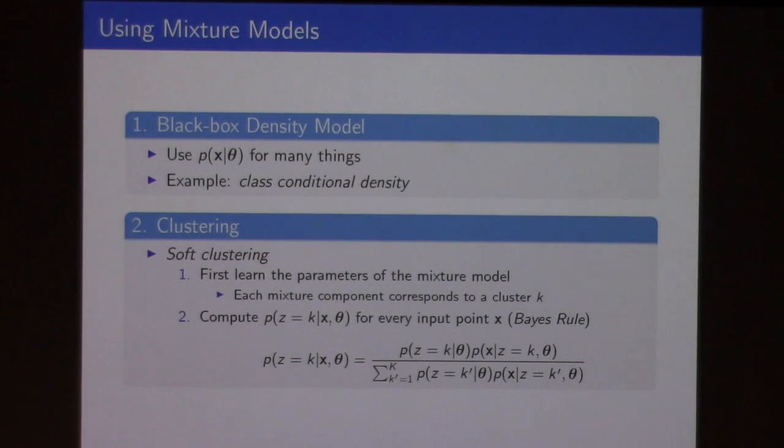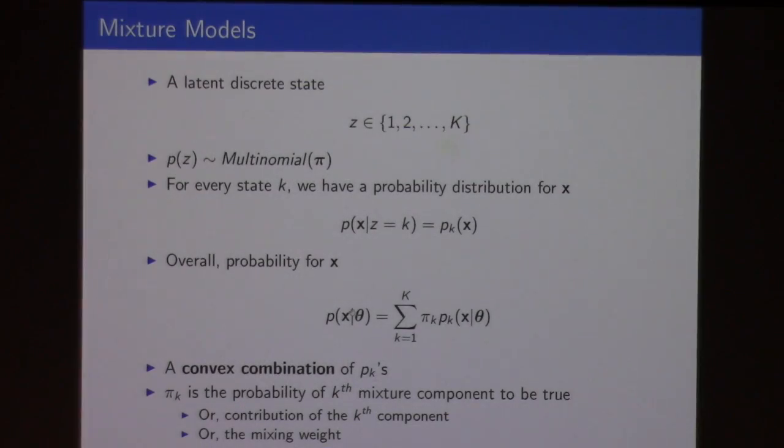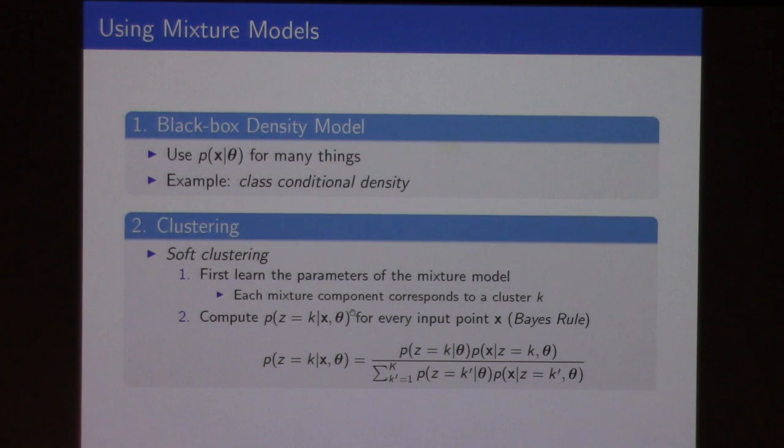Okay, so how do we use it, right? So what uses this mixture model? There are two broad uses. One is, of course, you can use it to just estimate P of x given theta, which is here, right? So this is the probability. You can use it in your naive Bayes model, right?